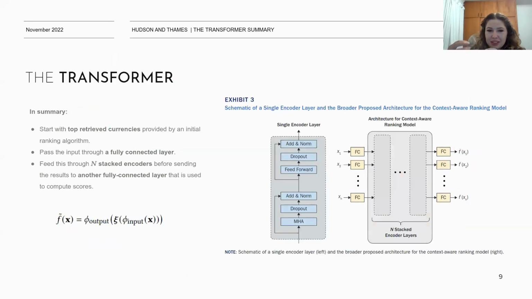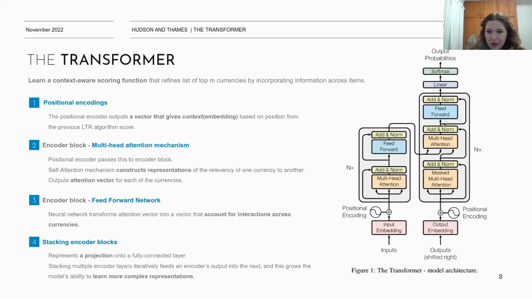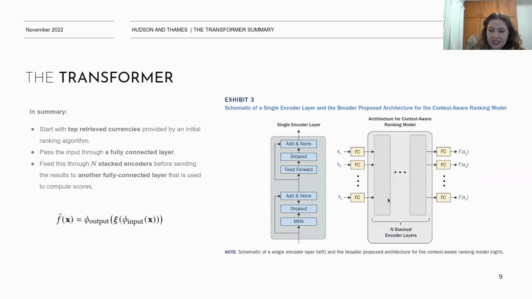What this paper essentially tries to represent in this graph is that the original base model I showed you over here is inserted in here and then stacked on top of one another. Over here we have the original scores for each of the currencies or assets. After we feed that into our n stacked encoder layers, we get an output that's the refined scores, which was the input and is now the output. You can see that this single encoder layer has the same structure as the base model that I showed you.